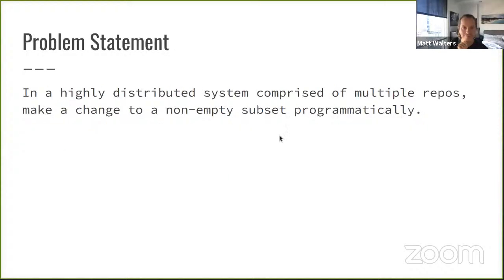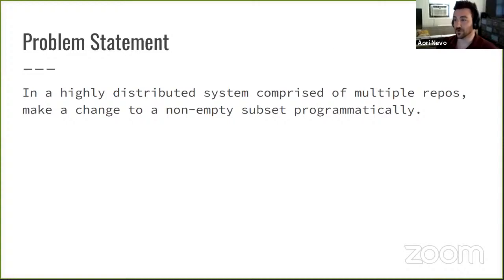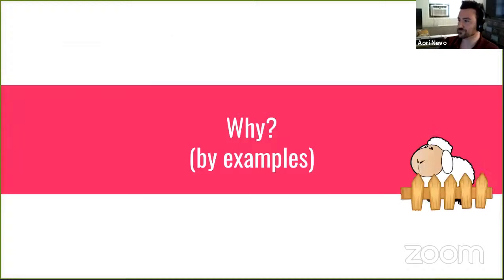So what's the problem statement here? It's always good to start with that as well. In a highly distributed system comprised of multiple repos, we want to make a change to some non-empty subset programmatically. So imagine you have like 100 repos that tie to like 100 services. It's about making those changes in a programmatic way where manual intervention is minimized.